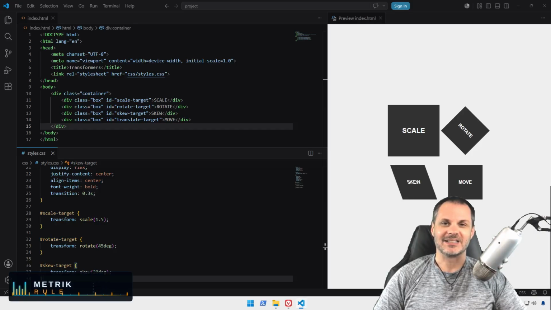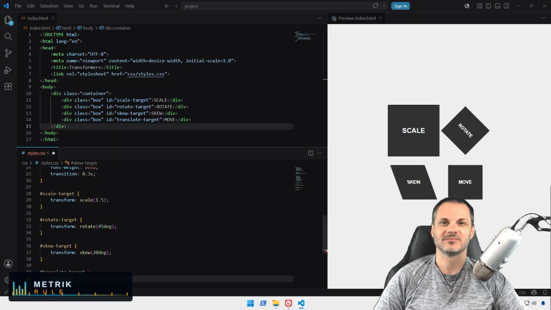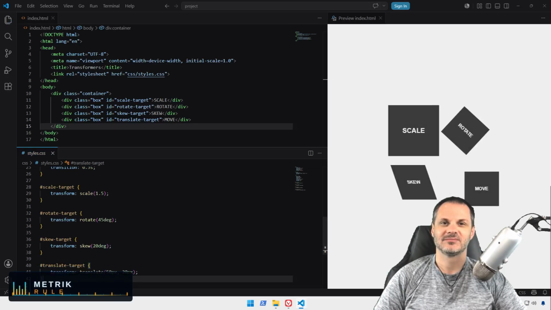Finally, we have translate. This moves an element from its original position without affecting any of the other elements around it. Relocating node 4, 50 pixels to the right, 20 pixels down. Stealthy repositioning. It's like a tactical deployment of data. The other elements don't even know it moved.